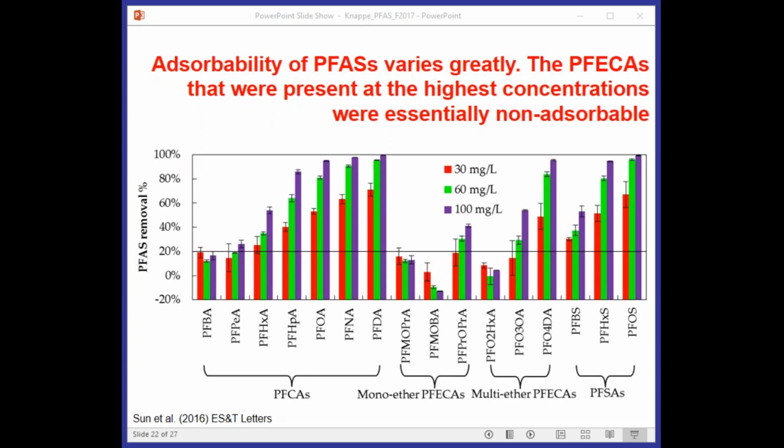We also looked at the multi-ether acids, the first two at pretty high concentrations. The first one was not removed at all. The second one barely, even at very high doses. Contrast that with PFOA and PFOS, which are much more readily removable by activated carbon. Next slide.